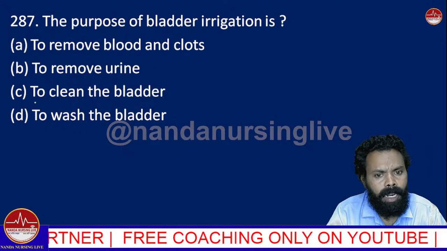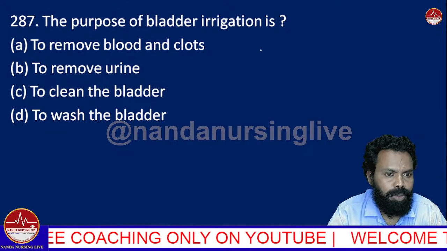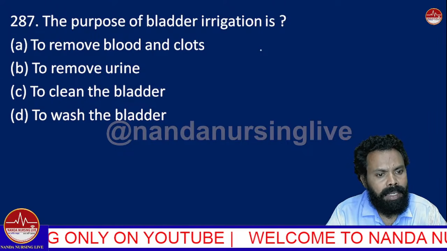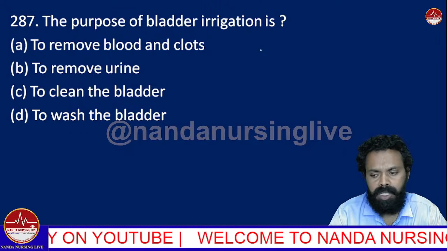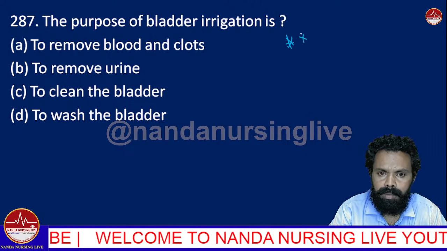The purpose of bladder irrigation is: option A, to remove blood and clots; option B, to remove urine; option C, to clean the bladder; option D, to wash the bladder. So which option is the correct answer? Answer quickly, beta. Most important MCQ.